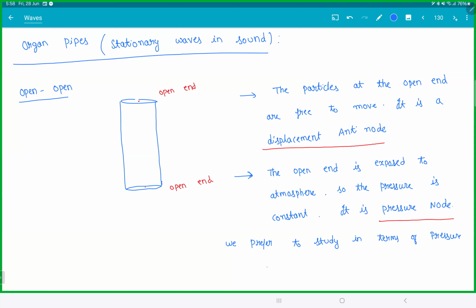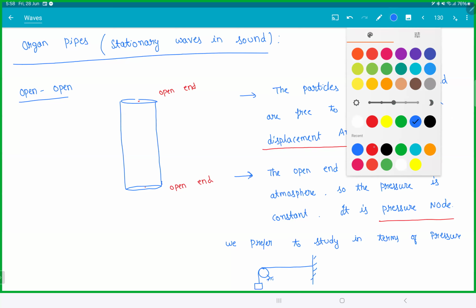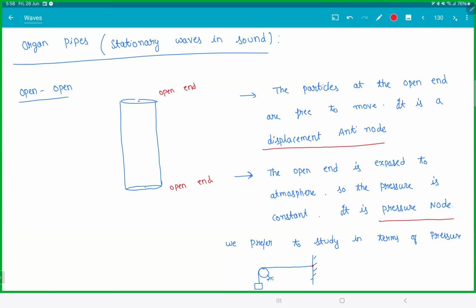So in that sense, this is exactly like this question now. Sonometer. Except for the shape, mathematically you'll not find any difference between them. So this is a node, this is a node. So we have nodes on both sides.